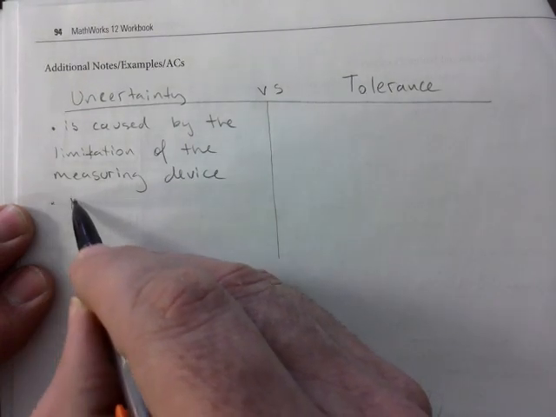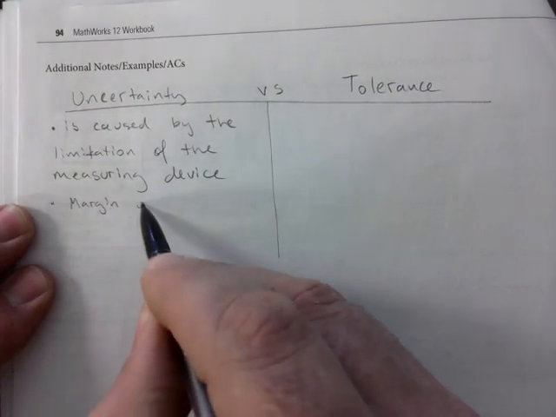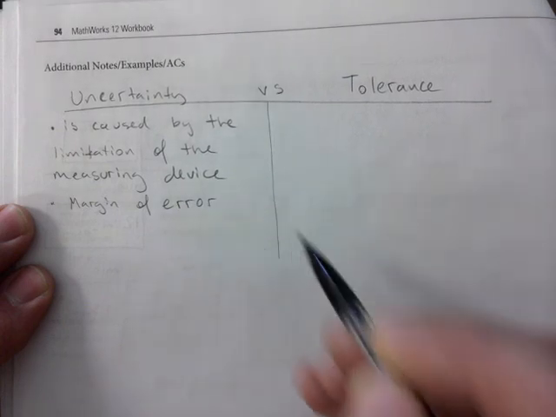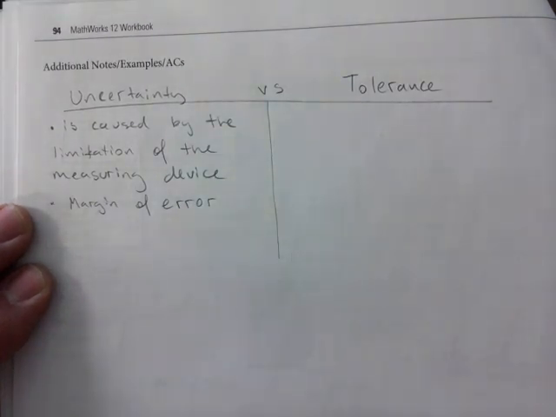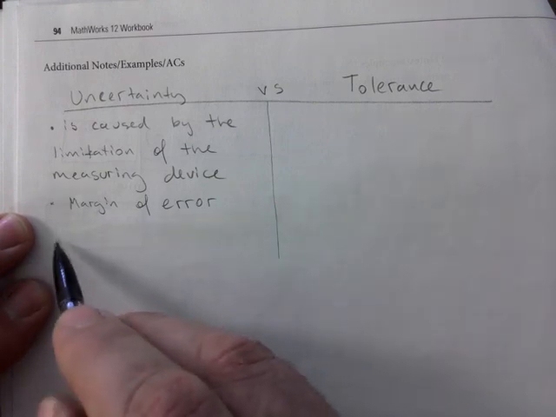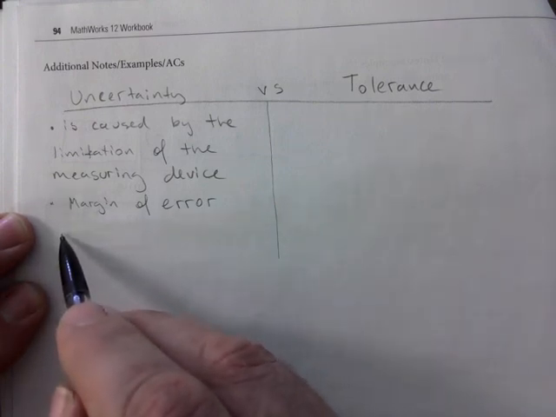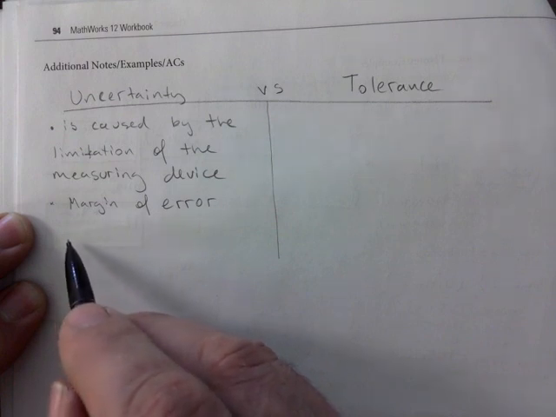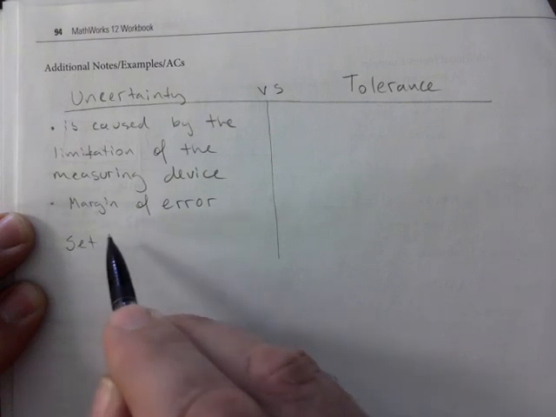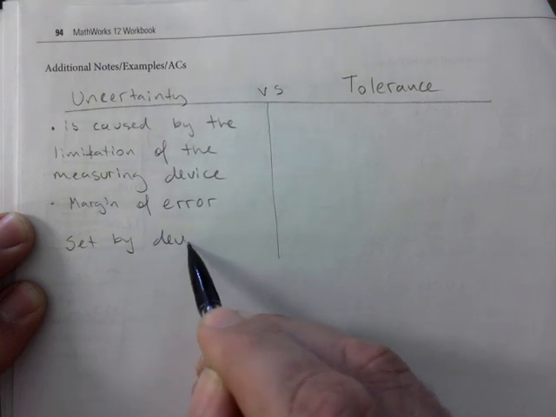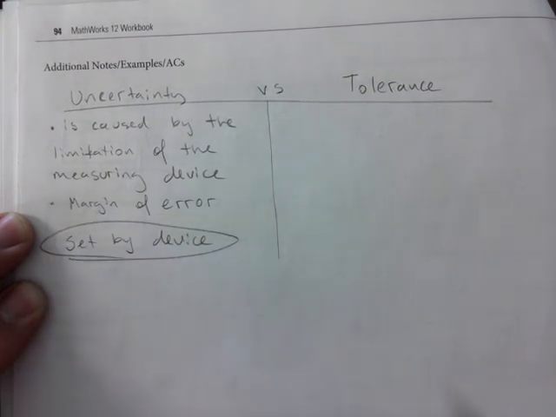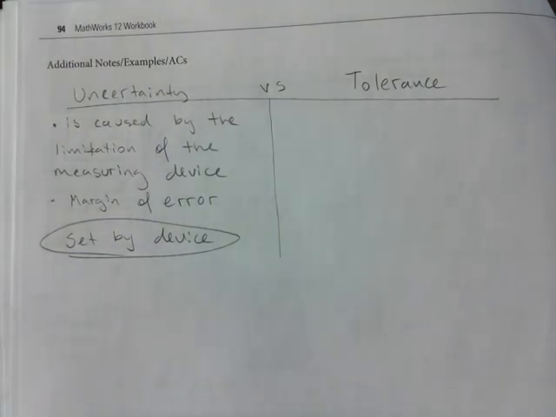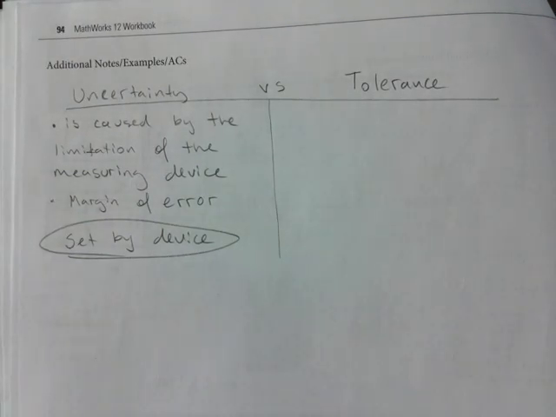It's also known as the margin of error. Okay, it's like how much you could be off by. And it's basically, what do I want to say here? I think I want to say something like set by the device, right? Set by device. If that's catchy enough, right? The uncertainty is because of the device that you're using, right? Tolerance is different.